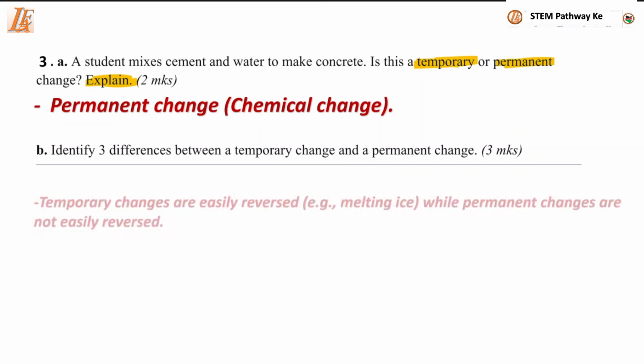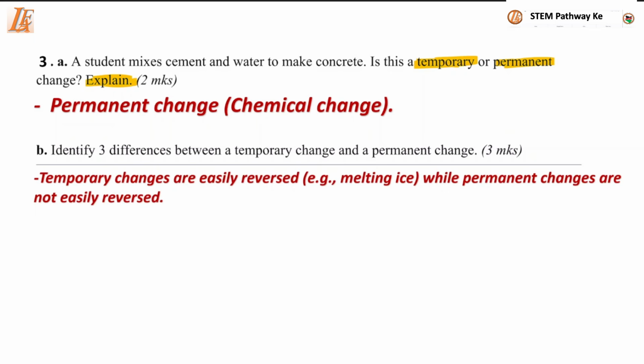Then question B, identify 3 differences between a temporary change and a permanent change. One of them is that temporary changes are easily reversed. You can reverse them easily, just like melting ice, while permanent changes are not easily reversed.